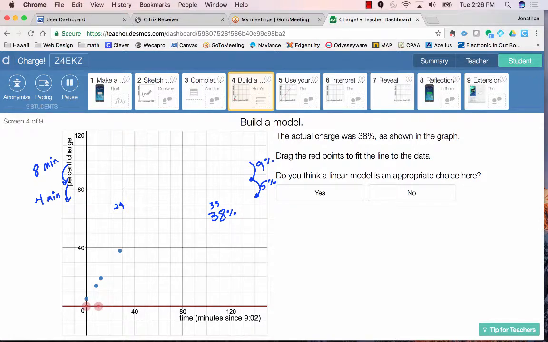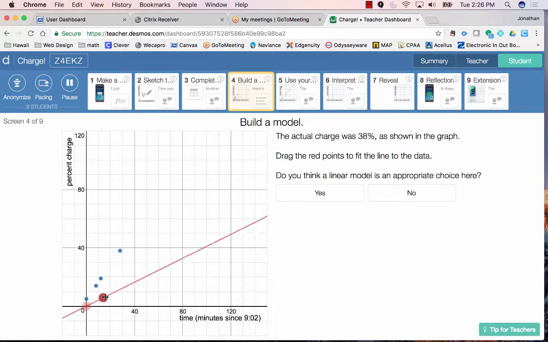And now let's get into the fun part about making some graphs. So here we've got some hard data. The actual charge is 38%. Whew, I'm good. We should teach this stuff, right? So now we're going to drag the red points and we're going to make a line to fit our data. So here's where we get to use our Desmos calculator. I'm going to play around with dragging some points around. And there's a pretty good line that fits the data.